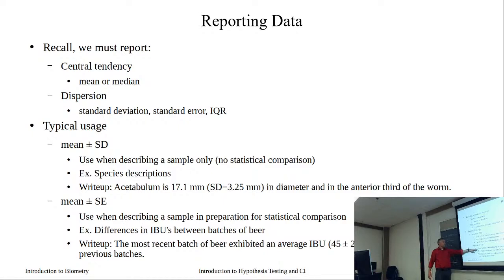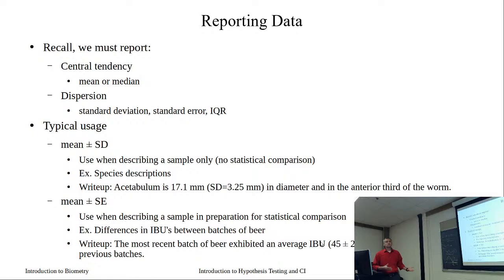If, however, we're going to compare samples, so compare the means, then we're going to report mean plus or minus the standard error. We can report it in much the same way, where we give the mean and then SE equals 3.25. Or we can actually use the plus or minus value. So here it is. If we were comparing IBUs, the measure of bitterness in a beer, we could say the most recent batch of beer exhibited an average IBU that is more than previous batches. So that average IBU is what we're reporting. That's our central tendency, and we're reporting the standard error. So here I write 45, that's our average, plus or minus 2.2 SE. Right? And why the SE? Because I did a statistical comparison.